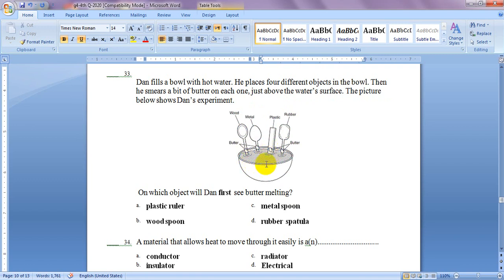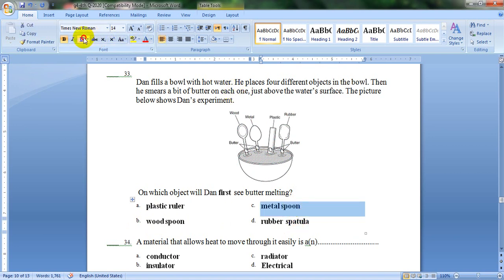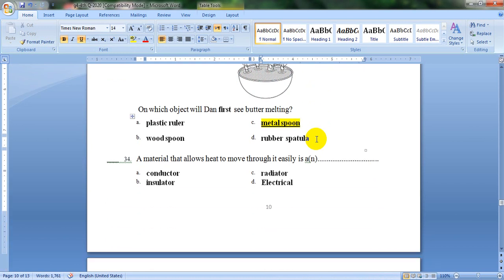The water here is very hot. Which one will melt the piece of butter first? Of course, it must be a conductor, because a conductor lets the heat from the hot water pass through it quickly. So will it be the plastic ruler, the wood spoon, the metal spoon, or the rubber spatula? Which one? It will be the metal spoon, because a metal is a conductor, so it will let heat pass through it quickly. The next question, 34.